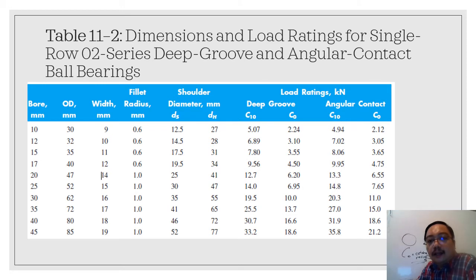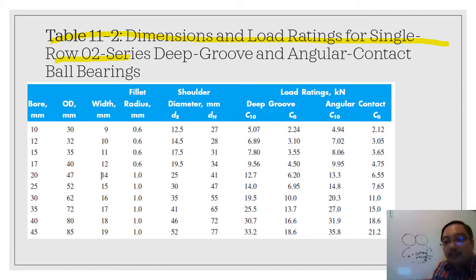Table 11.2, dimension and load rating for single row, deep groove and angular contact ball bearing. Remember, ball bearing, they have single row and double row. Okay, single row and double row. Double row has double the ball for the bearing.